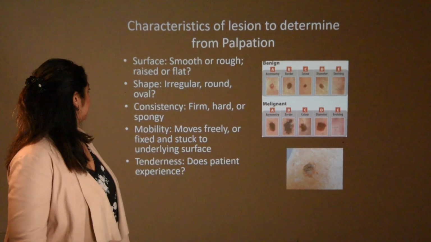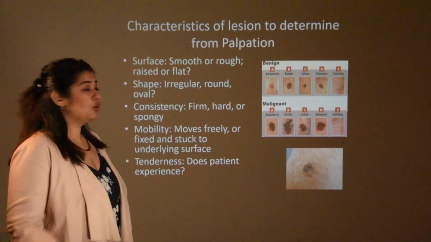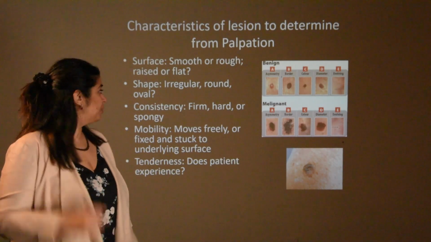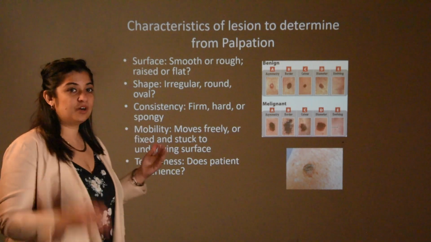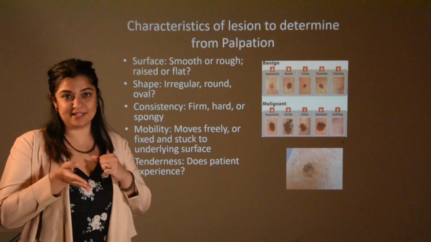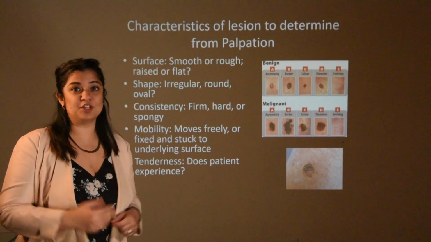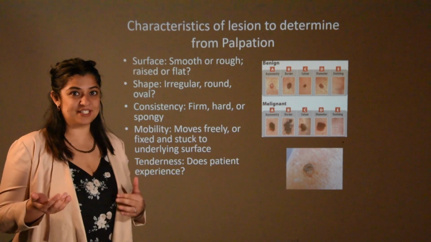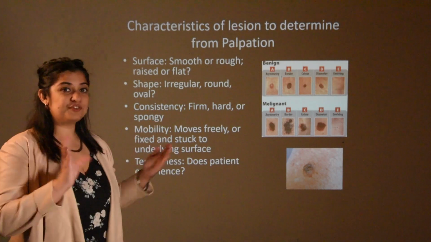Okay, so we are going to be talking about the characteristics of the lesions. When you look for a lesion, you want to see whether it's benign or malignant. The word benign means non-cancerous, so it looks a little bit different from the cancerous lesions. I'm going to tell you what the differences are.